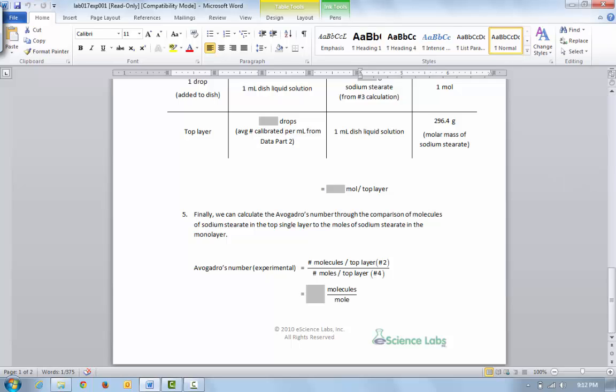And then we need the answer that we got from number 4, which is the moles for the top layer, and that's going to be the number that's right here. Then you're going to put the answer to number 2 divided by the answer to number 4, and that's what's going to go down in this spot. And once you've got all those numbers filled in, that's going to be the end of the lab data table.